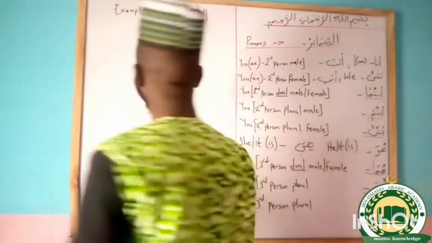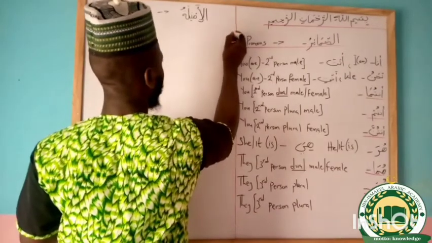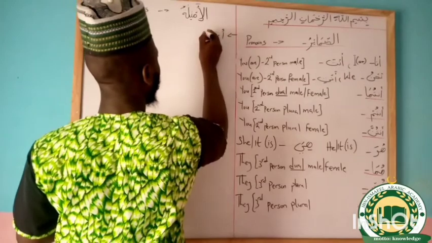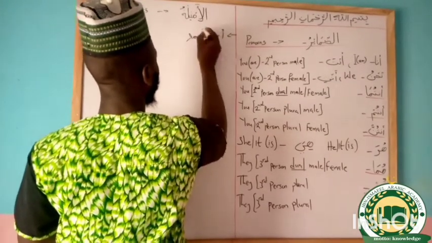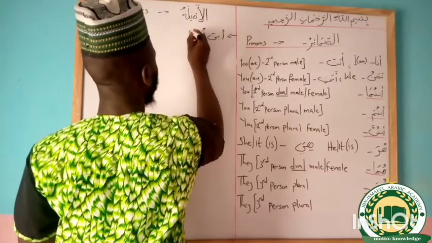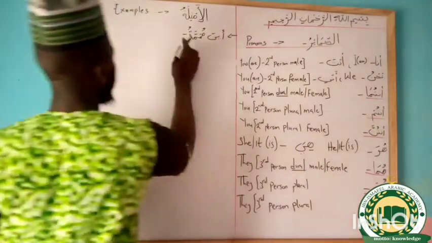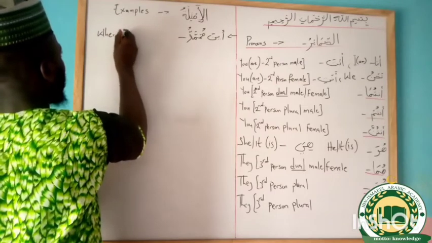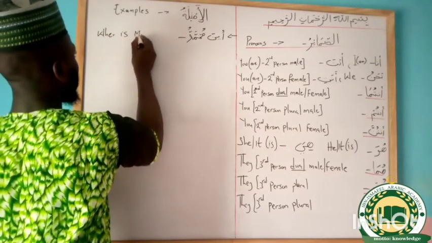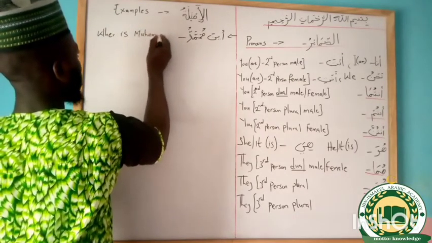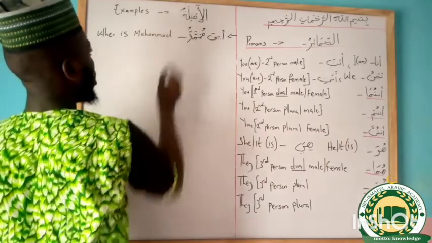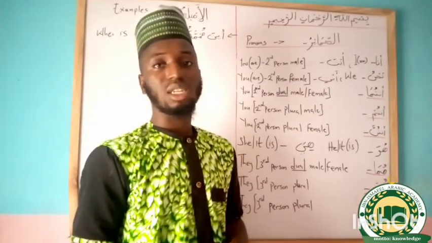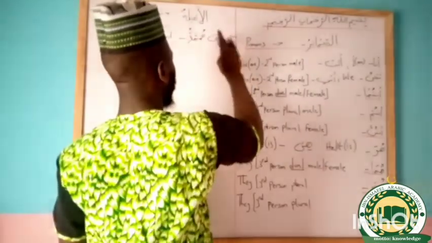It will be what? Aina Muhammad. It will be what? Where is Muhammad. Aina Muhammad? It will be what? Where is Muhammad?